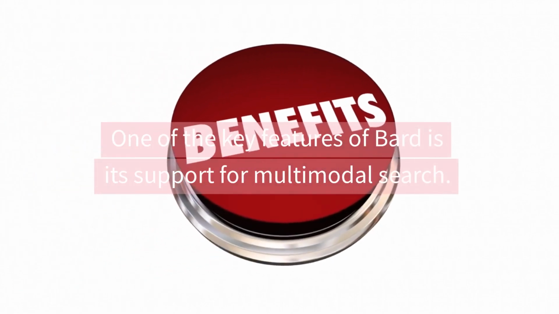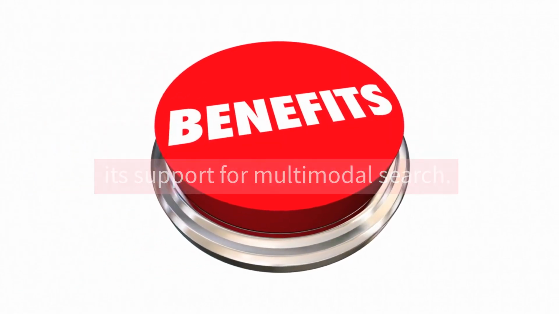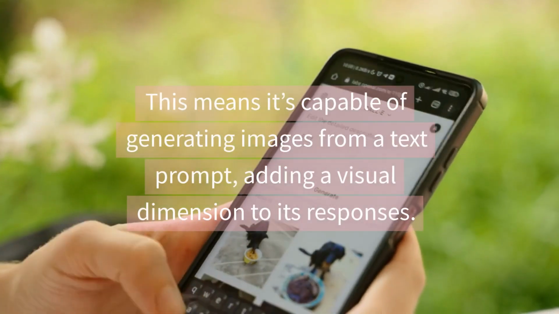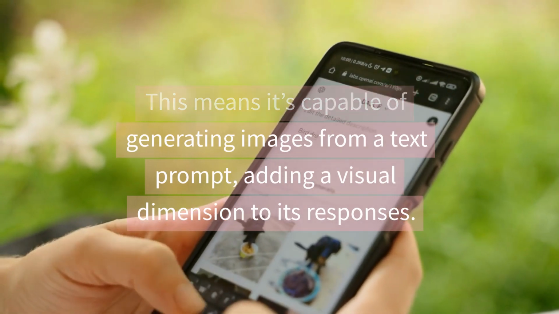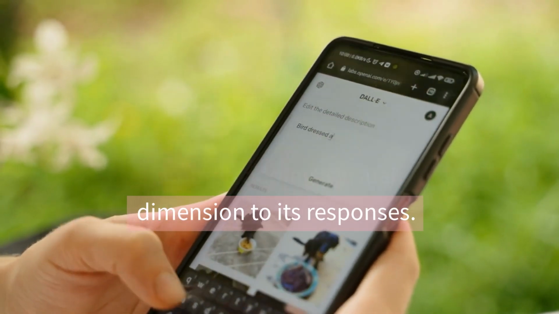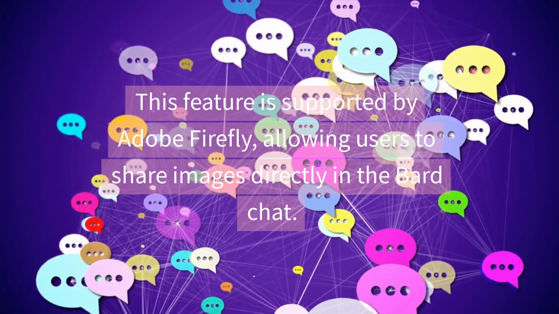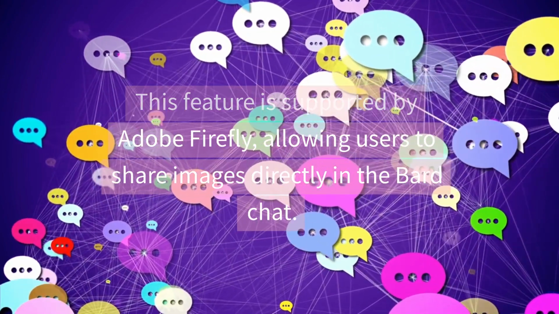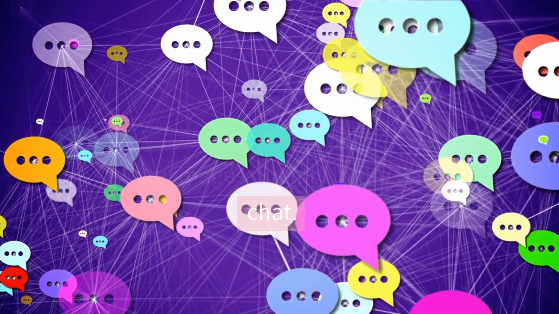One of the key features of Bard is its support for multimodal search. This means it's capable of generating images from a text prompt, adding a visual dimension to its responses. This feature is supported by Adobe Firefly, allowing users to share images directly in the Bard chat.